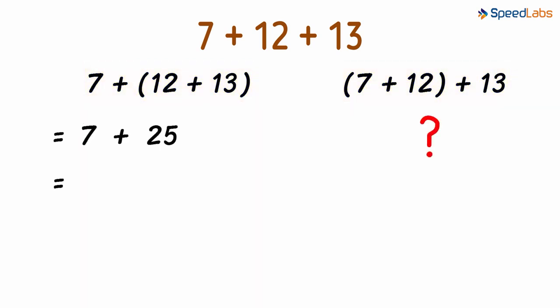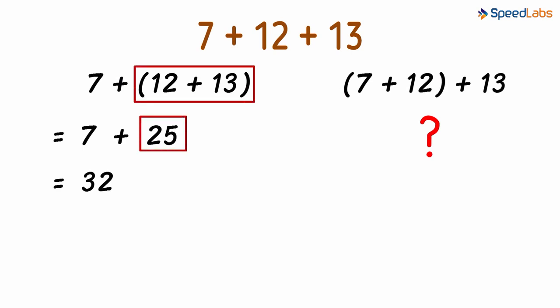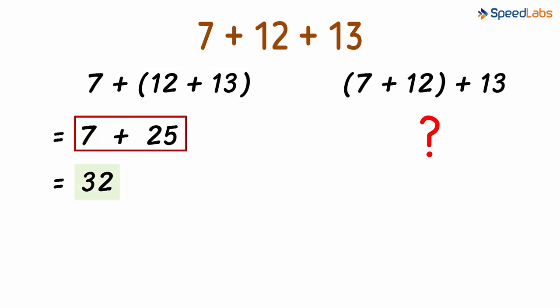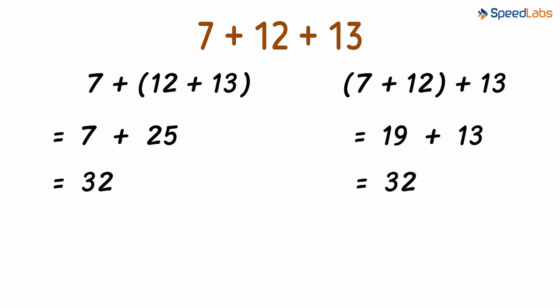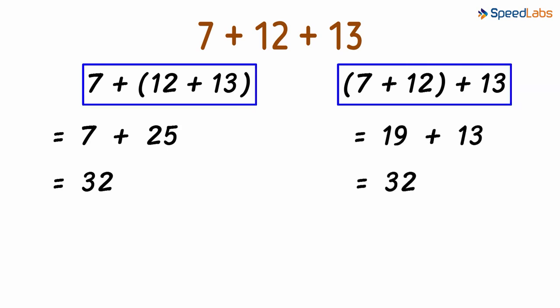Here's the answer for the first one. This part gives us 25 and adding it to 7 gives us 32. Now pause the video and write the answer for this expression. Let's look at the solution. In both cases, the answer is 32. It means both these ways are correct.